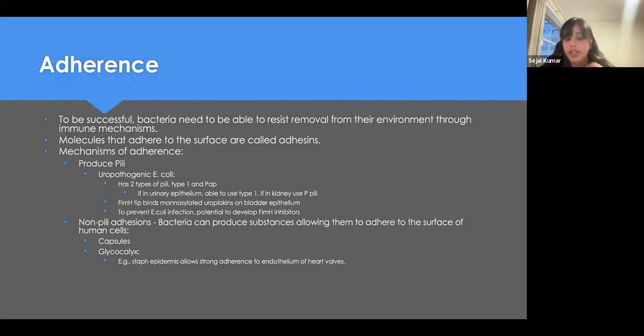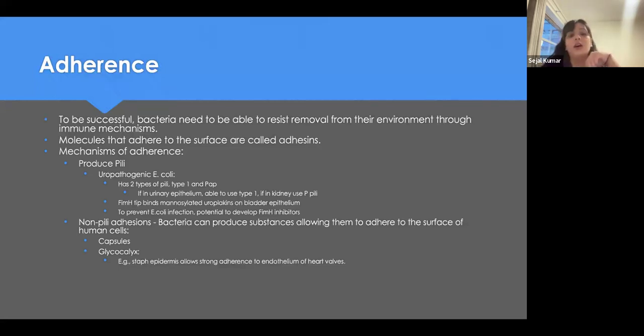A good example is uropathogenic E. coli, as I've said here, because it has two different types, type 1 and P. So it depends on where they are. They use different types of pili, basically. If they're in the urinary epithelium, they can use type 1. And if they're in the kidney, they use P.